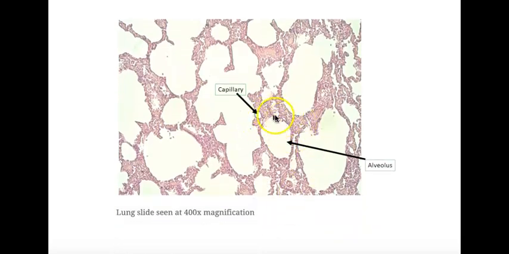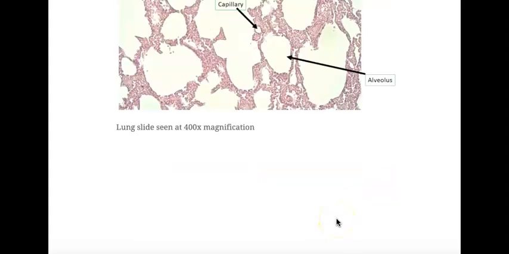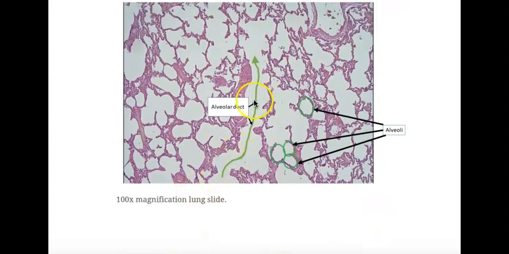So here's an alveolus, and then see how tiny this little circle here is? That's a capillary. So you can see the size difference between the two. You're seeing all of these, this size, alveolus. Little circle, capillary. Kind of like a passageway here, alveolar duct. Okay.